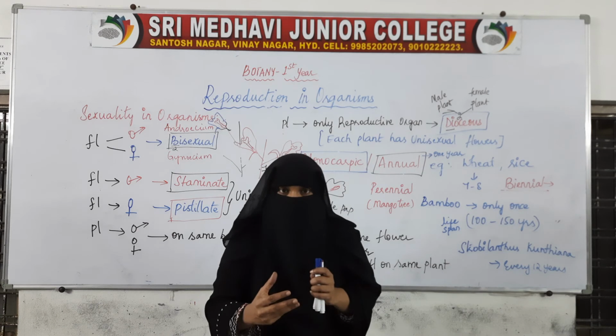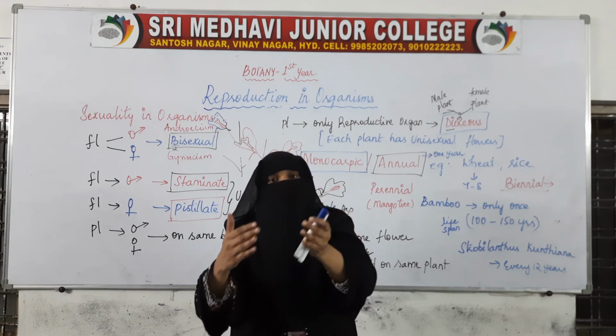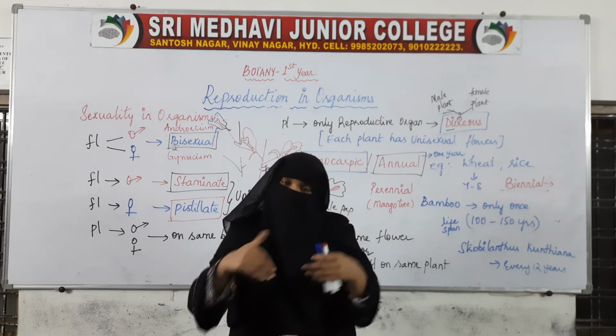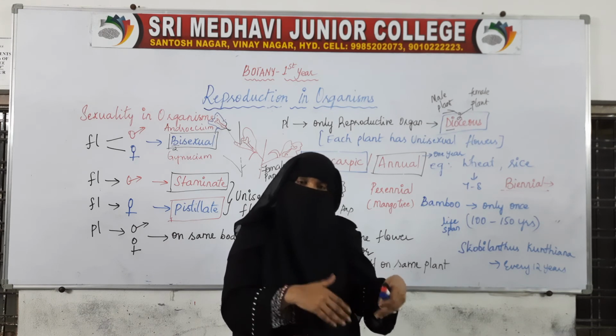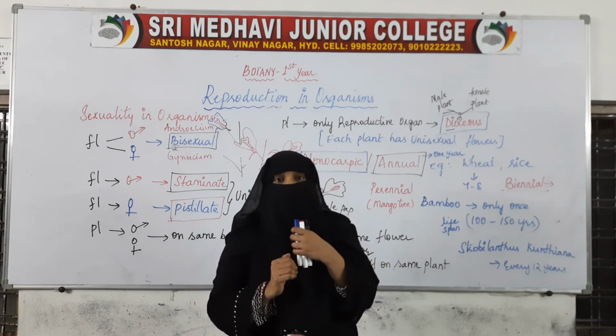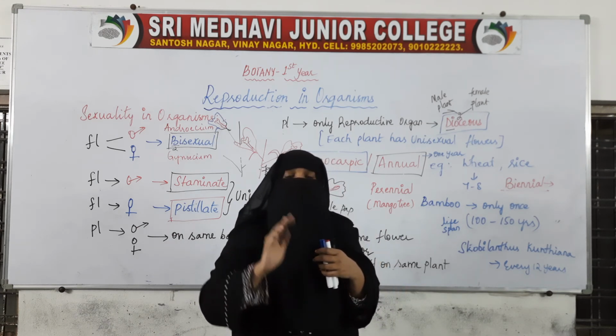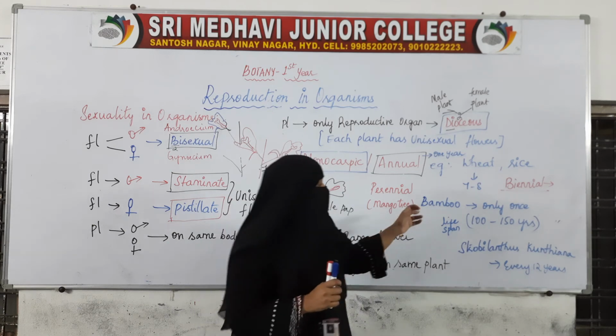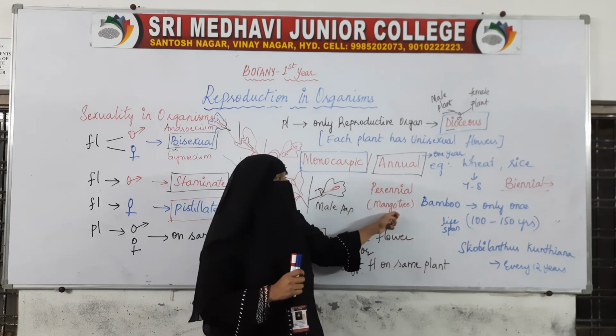It will flower again on the same plant. Then it will change into fruit. Then again it will come into the vegetative phase, then move into the reproductive phase. So it will go into and come out of the reproductive phase. That is in perennial plants, that is in the mango tree.